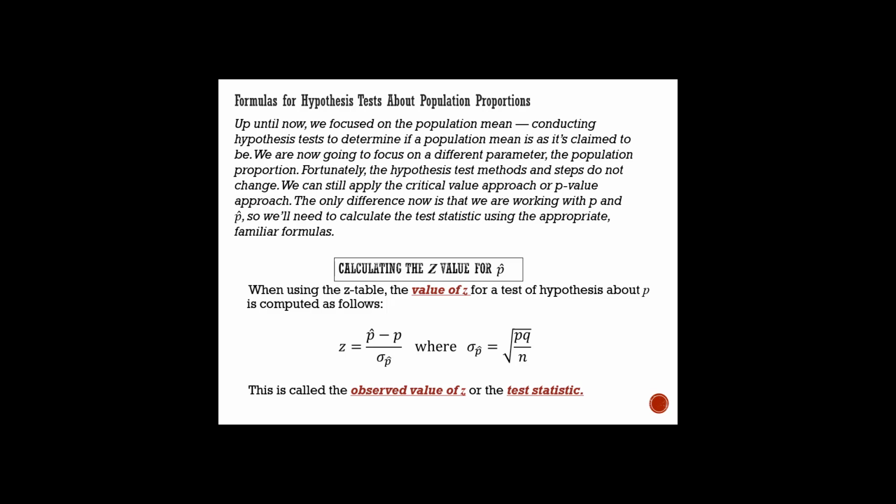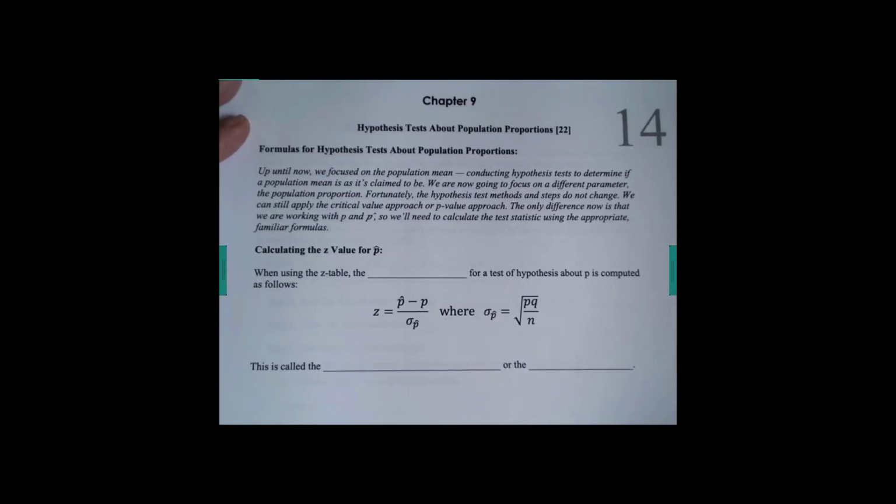How do we calculate the standard deviation for these? We say the square root of p times q divided by n. Now notice, we're saying p times q divided by n, not p-hat times q-hat, and that's important because in these problems you will have both p and p-hat available to you. Make sure you use the right one to calculate the standard deviation.